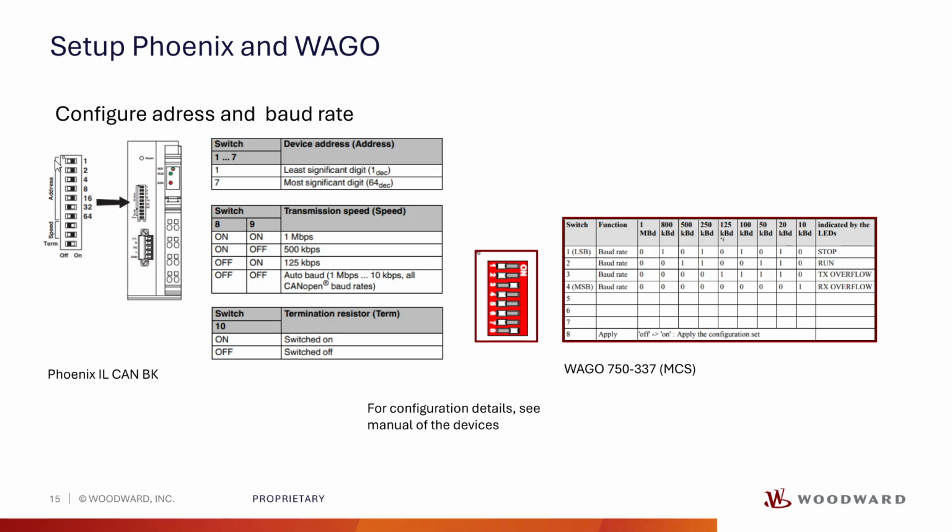Both Phoenix and WAGO modules use DIP switches for configuring their baud rate and address. Proper setup ensures reliable communication with the CAN bus and other connected devices. For precise setup information, refer to the user manuals of the Phoenix and WAGO devices. Following these guidelines will ensure smooth integration and optimal performance.